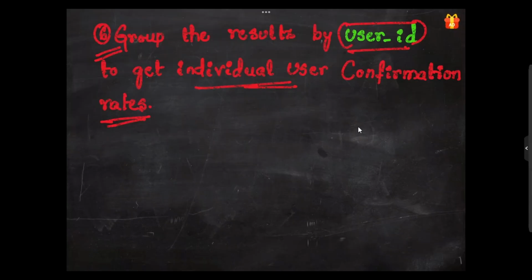We have seen the output table of example one that they have given in the question, right? So same thing, we will group the results by user ID to get the individual user confirmation rates in this case. So this is the approach that we will be going with. The same thing we will be implementing in the form of a query. I hope this is completely clear. Now as we know the approach, it will be easier to write the query. Let's start writing the query.